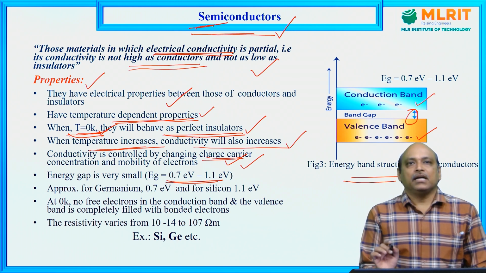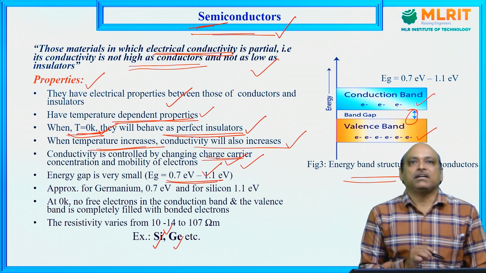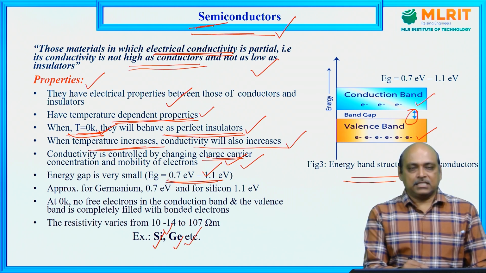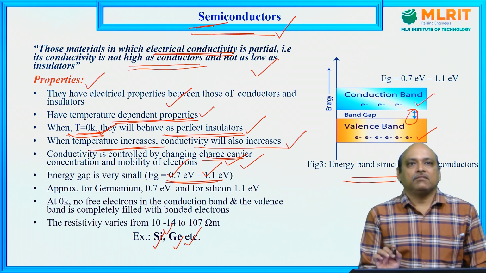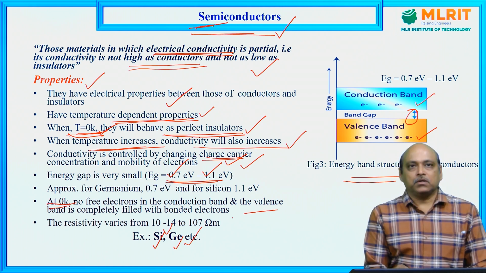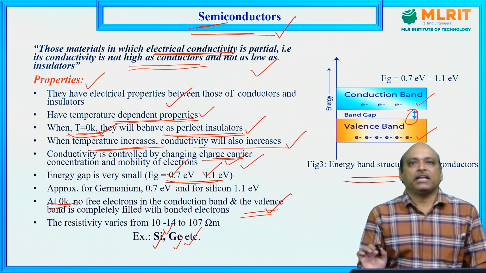If you take pure silicon as an example, the energy band gap is 1.1 electron volt. If you take pure germanium as a semiconducting material example, then its energy band gap is 0.7 electron volt can be expected. That is very important that we need to note down here. And when temperature is 0 degree Kelvin, as I told you, no free electrons are available and all the electrons are bonded electrons only. That's why that material is going to behave as an insulator. That is very, very important.